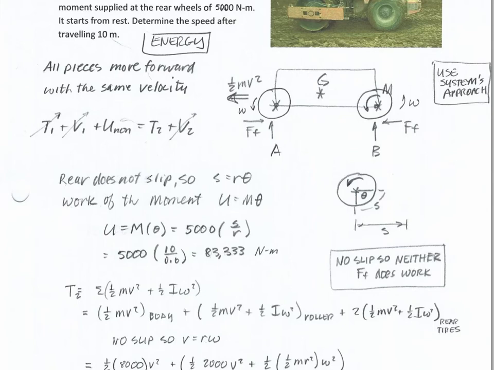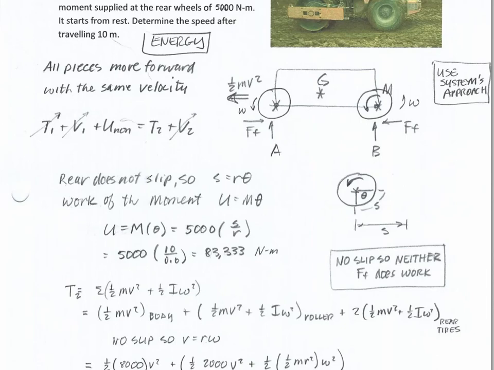Let's just see what that is. The moment is 5,000, and the number of radians is going to be the distance divided by the radius. I'm going to move 10 meters, and the radius in the back is 0.6. And so I can see that the work being put into the system is 83,333.